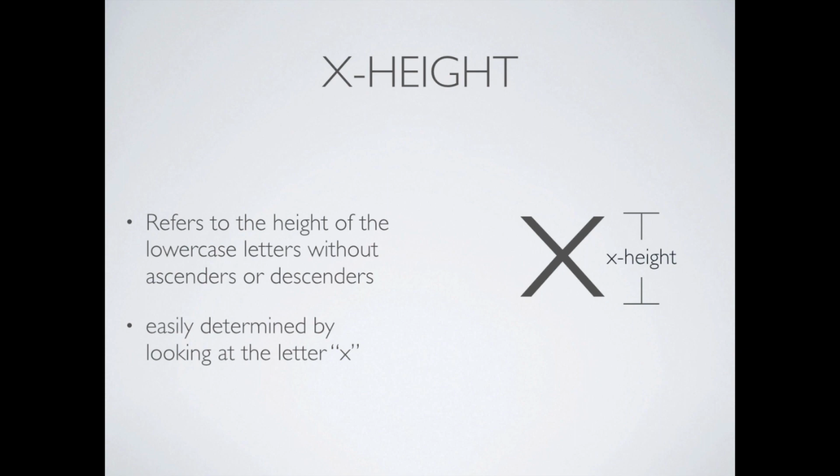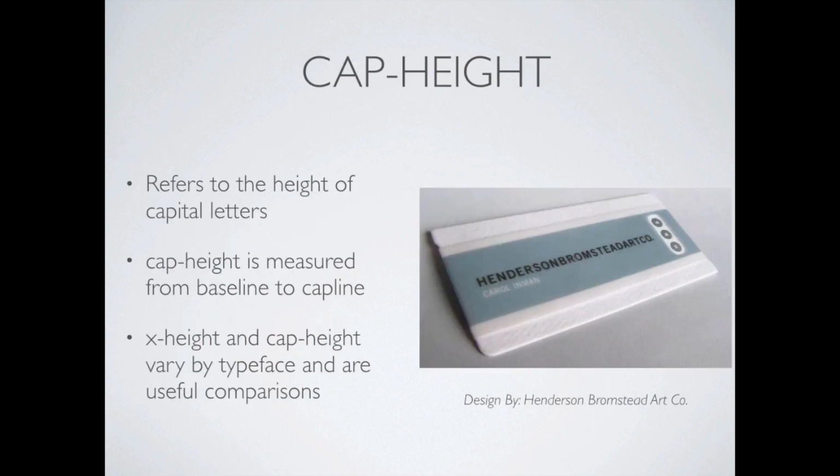It's not through that. X height. X height refers to the height of a lowercase letter without an ascender or a descender. Essentially, what is the height of an X? No surprise, it's called X height. And this can vary depending on the font that you're working with. It can be taller or shorter. And so it's a useful comparison.